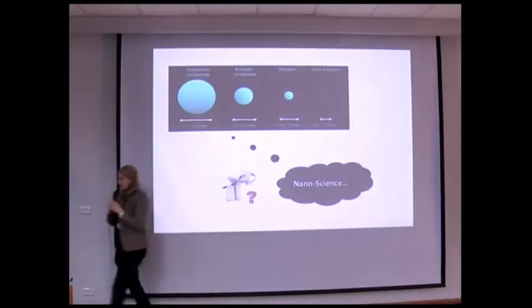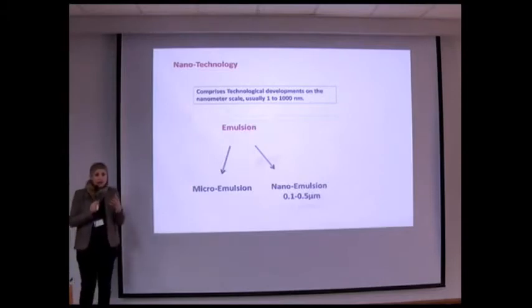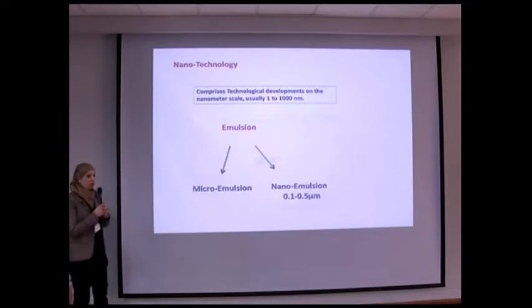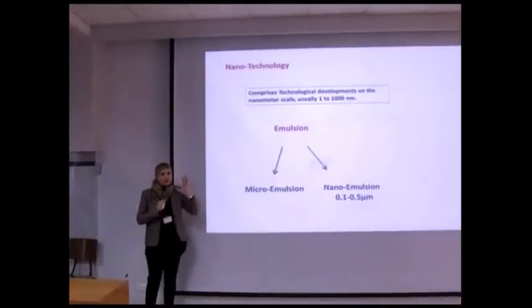Why is it important? Because of nanotechnology. What does that mean? Nanotechnology is the developments on the nanometer scale. Usually we talk about from 1 nanometer to 1000 nanometer. This is the science of all the materials in the nanometer scale.